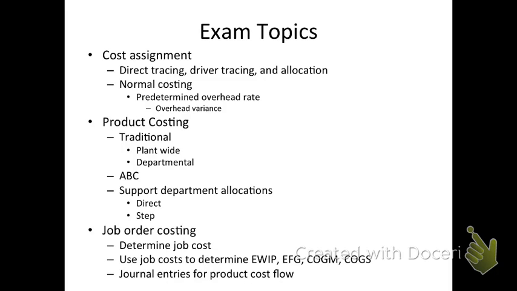Then job order costing, being able to determine the cost of a job, knowing if I have multiple jobs, how to determine which jobs are included in ending work in process, ending finished goods, which jobs are in cost of goods sold, being able to calculate the cost of goods manufactured, again, all jobs completed during the period, and then being able, on a very basic level, to do the journal entries for materials requisition, for labor, for overhead, and then transfer of cost from work in process to finished goods, and from finished goods to cost of goods sold.